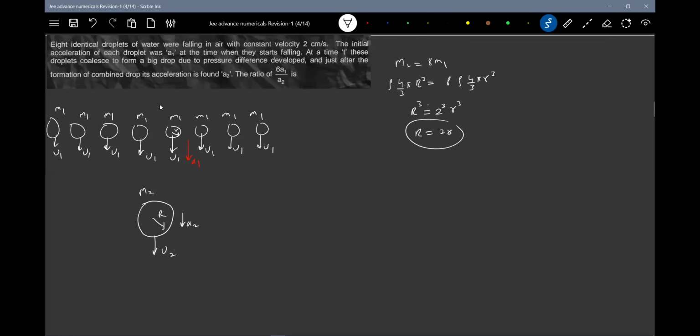Now, what is the force? Initially M1A1 should be equal to the viscous drag, 6 pi eta r U1. Next, M2A2 should be equal to 6 pi eta capital R U2. It is asking for the ratio of the accelerations. First, we'll calculate A1 by A2. So A1 by A2 is equal to r U1 by capital R U2.